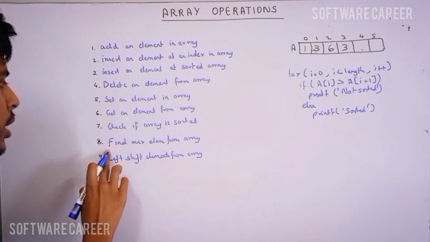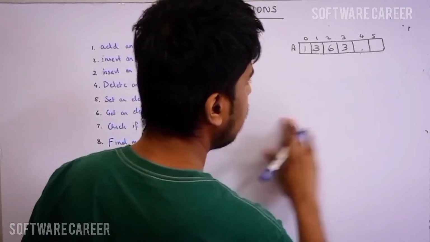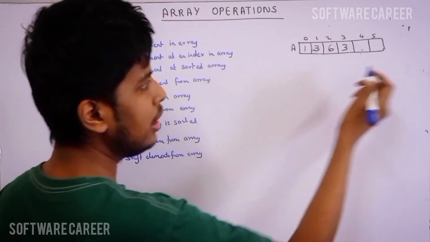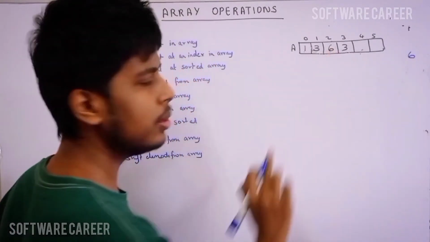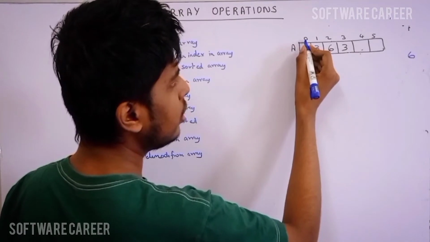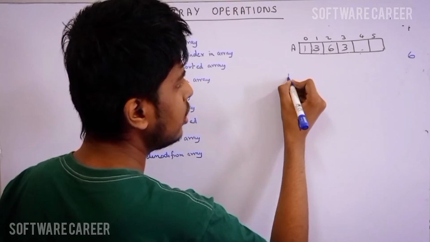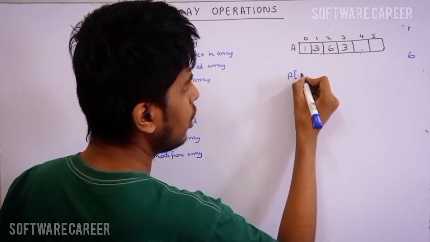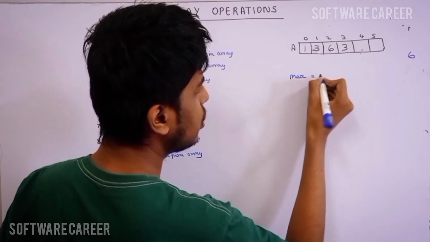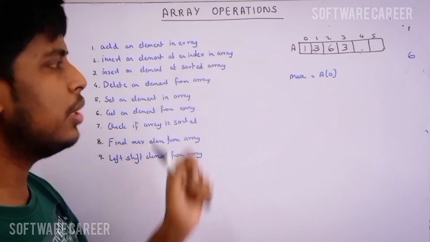Now let's see how to find the maximum element from the array. You want to find the maximum element in this array. You should return 6 because 6 is the maximum element. How does it work? At first you keep the maximum element as a of 0. At the starting you should write that: maximum equals a of 0. Now I fix the first element as maximum.